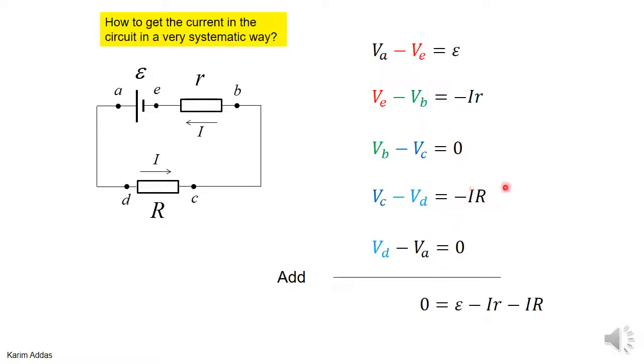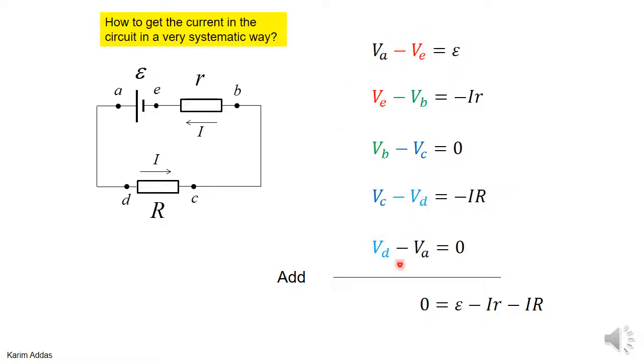Look at the way we've done this. I got VA minus VE, and then VE minus VB, and then VB minus VC, and then VC minus VD, and then VD minus VA. I did it in a very specific way, going from here to here, and then from here to here, and then from here to here, and then from here to here, and then from here to here. When you do it this way, the minus VE cancels with the VE, minus VB cancels with the VB when you add them, and minus VC cancels with the VC, and minus VD cancels with the VD. And when you add everything, the VA here will cancel with the minus VA here.